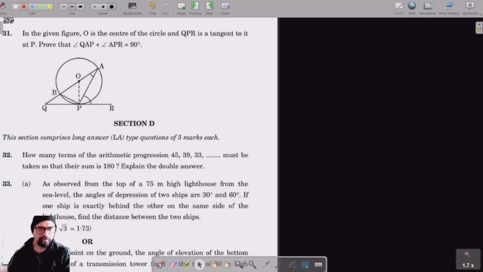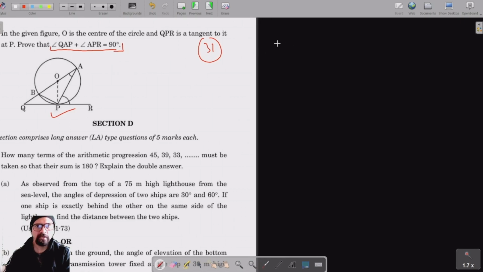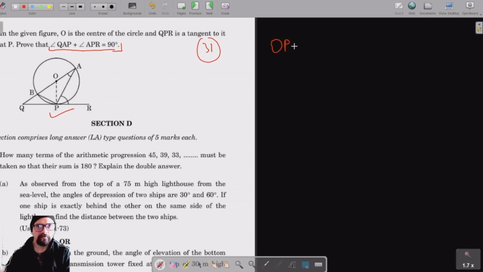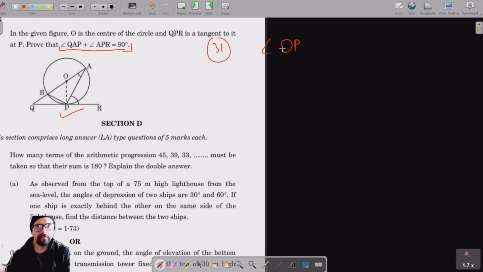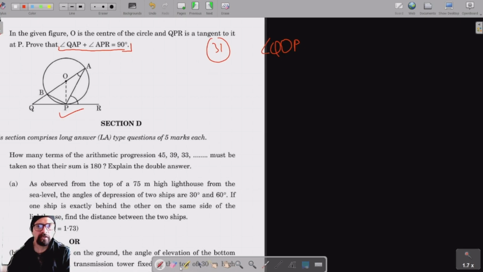Okay, for question number 31, it's given that O is the center of the circle, and QPR is a tangent. We have to prove that angle QAP plus angle APR is equal to 90 degrees.